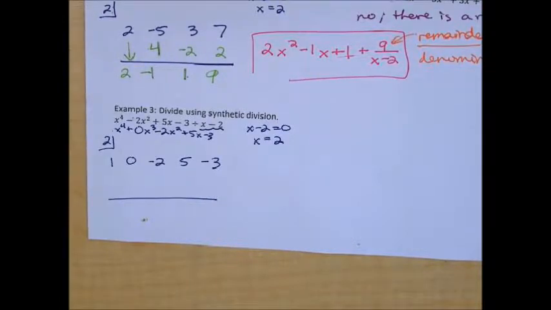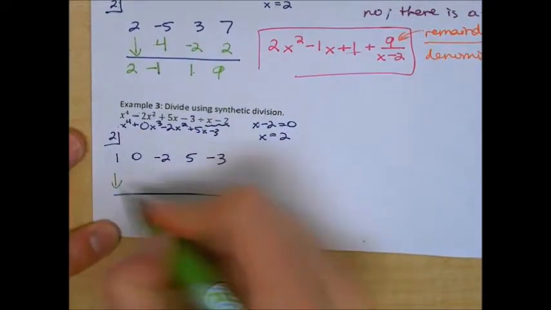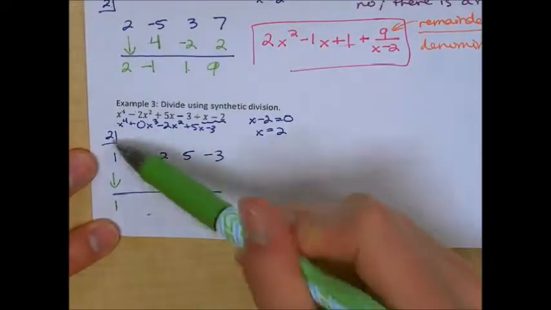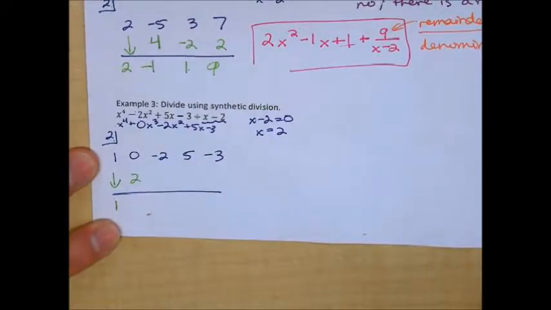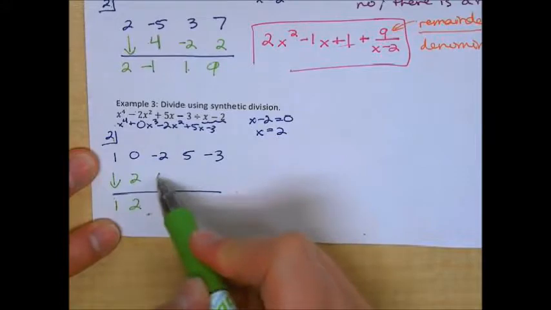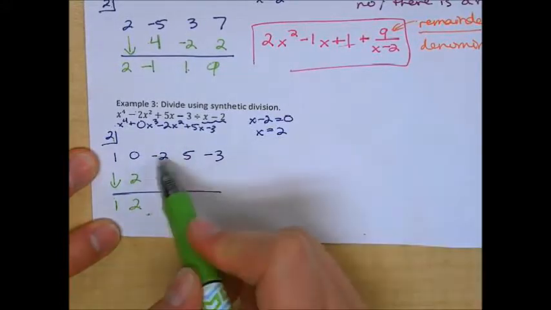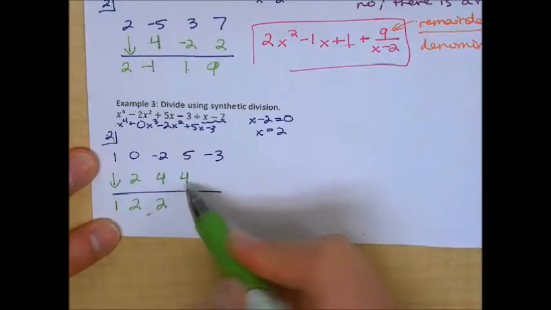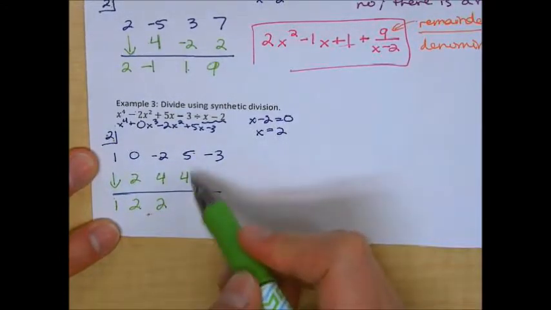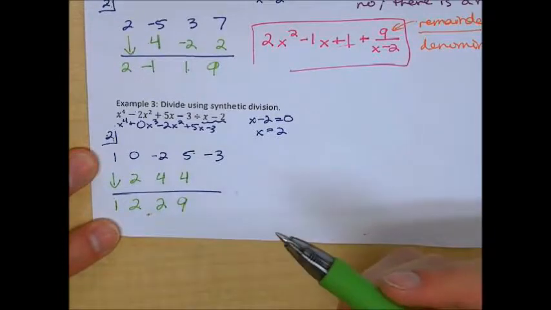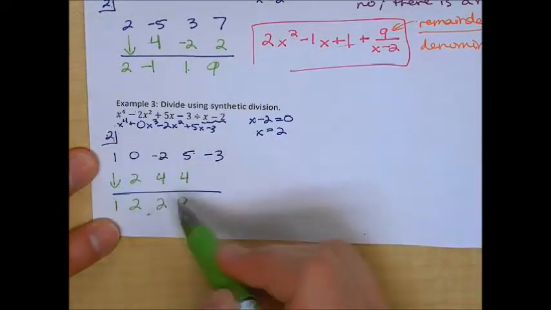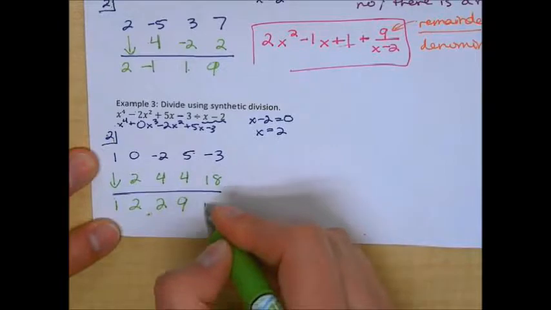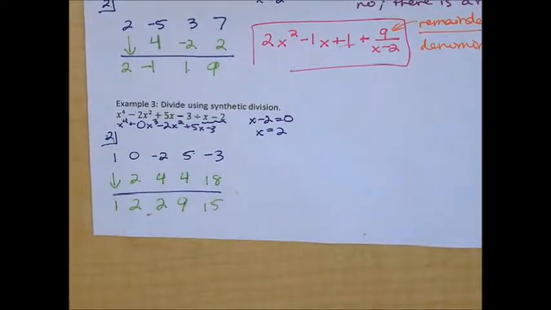Now that you've done steps 3, 4, and 5, you should get 1. 2 times 1 is 2. 0 plus 2 is 2. 2 times 2 is 4. Negative 2 plus 4 is 2. 2 times 2 is 4. 5 plus 4 is 9. 2 times 9 is 18. I have a remainder of 15.